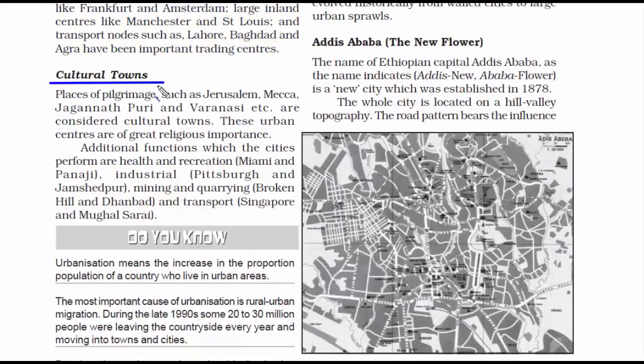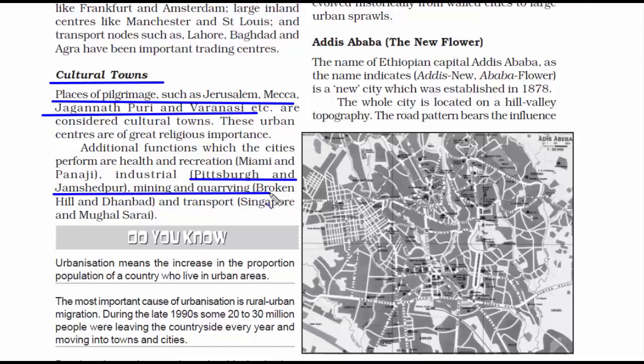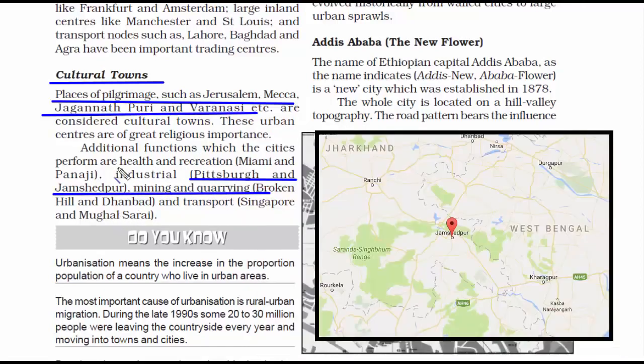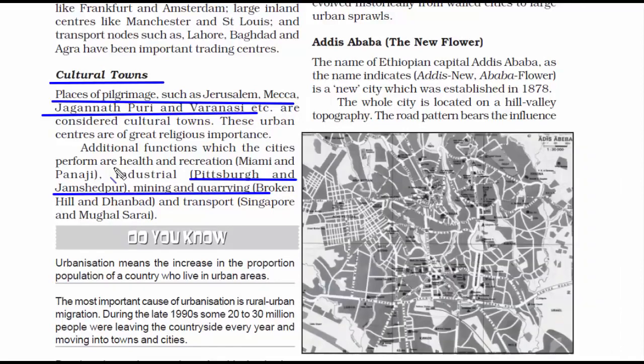And the third one is cultural towns. These are usually places of pilgrimage and religious importance. But there are some places where culture is not just limited to religion and pilgrimage. Culture also means work, life, fun, recreation, etc. For example, Pittsburgh in USA and Jamshedpur in India. These are industrial towns. Here, iron and steel has been the major work culture of people. So for them, this is a cultural town, compared to regular religious places like Jerusalem, Mecca, Jagannath Puri, Varanasi, etc. Similarly, Miami in USA and Panaji in Goa, India are fun places to be in. That's the culture of these places. So this is all about the cultural town.